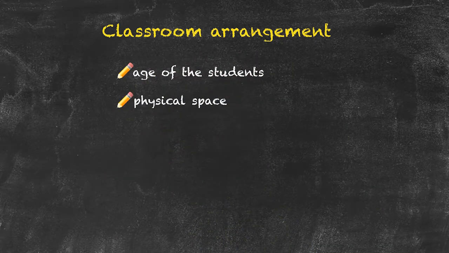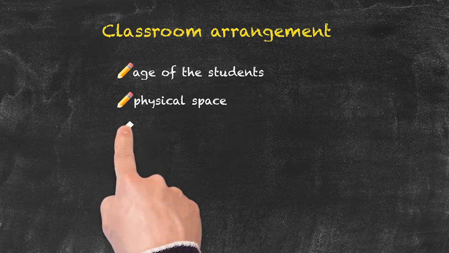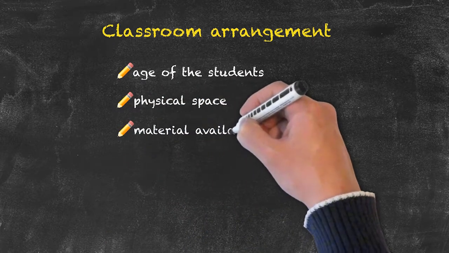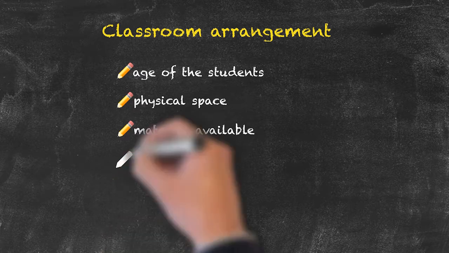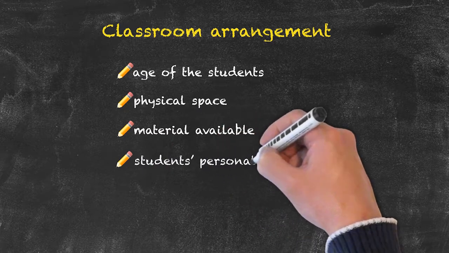The physical space may determine how we have to arrange our classroom to maximize the opportunity for interaction and so forth. It will also depend on what material is available. And by material, in this case, we're talking about the actual desks and chairs and so on and so forth. Perhaps the final thing we might put here is that it could also depend upon the students' personalities.